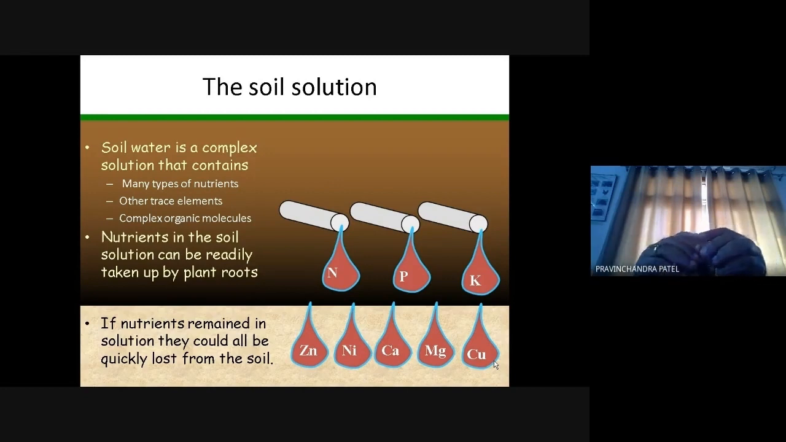If the nutrients remain in the solution, they could all be quickly lost from the soil. So when the nutrients are present in the soil solution, they will be quickly lost from the soil. Means when the nutrients go below the root zone of the plant, then there is no use and they are never available to the plant.